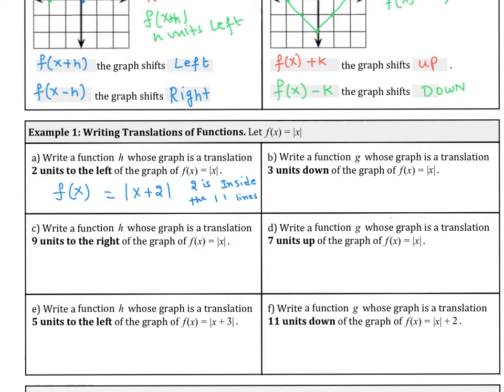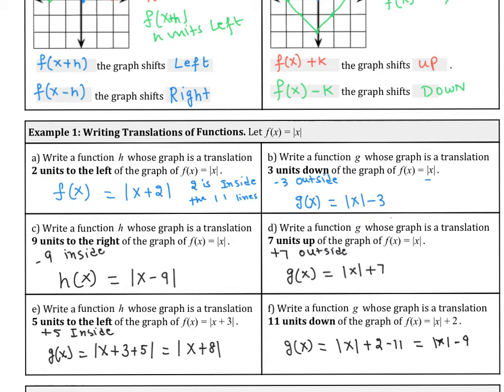For letter B here, write a function g whose graph is a translation 3 units down of the graph of f of x equals absolute value x. If it is up or down, then we are going to write the number outside of the function. So it's going to be absolute value x minus 3. It's going to be negative 3 outside of the 2 parallel lines, that is this one. So g of x equals absolute value x minus 3.